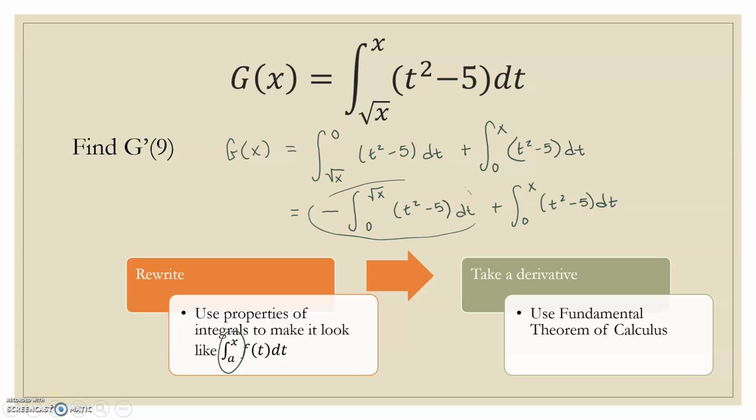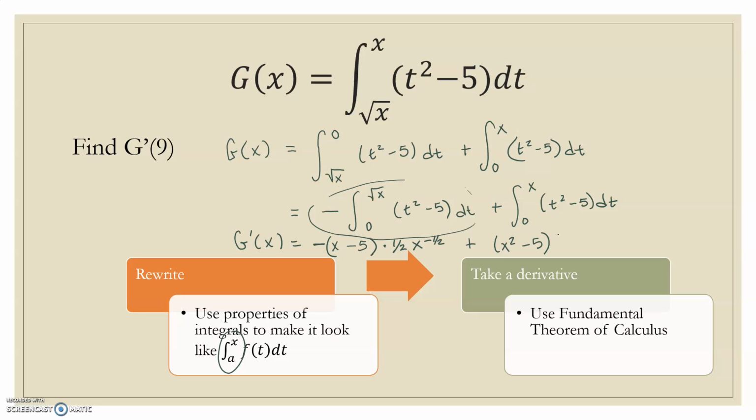So then we want to take the derivative of this. So g prime of x would be negative. Now remember the chain rule here. We're going to put square root of x and square it. So that would be x minus 5 times the derivative of x, or the derivative of square root of x, sorry. And then plus, now x squared minus 5.